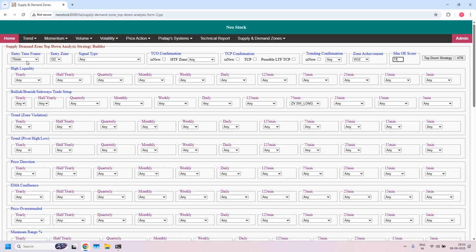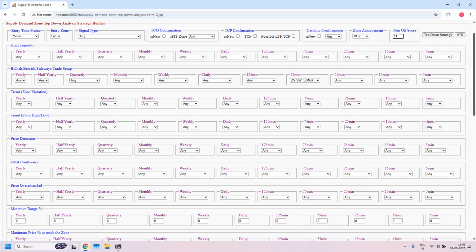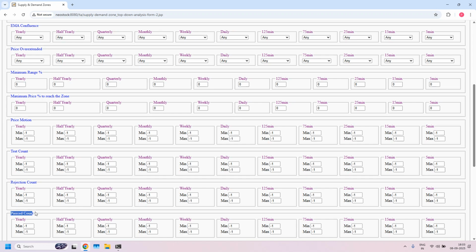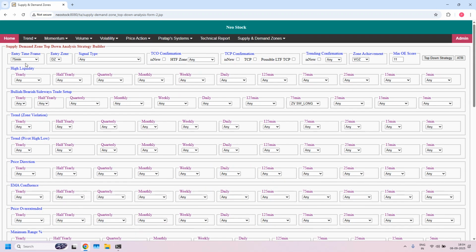and 75 minutes demand zone should not be pierced. So third filter we are adding in the pierced count parameter at 75 minutes time frame. I am setting minimum value 0, maximum value 0. That means pierced count should be 0. Pierced count 0 means the 75 minutes demand zone should not be pierced.